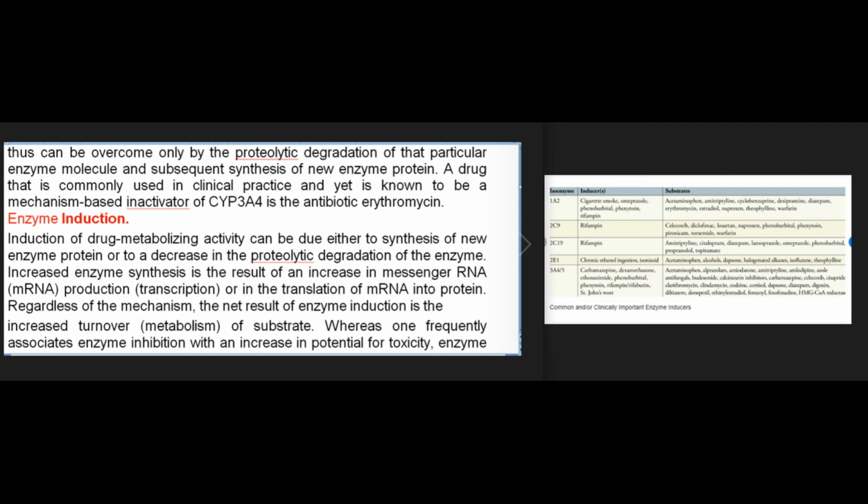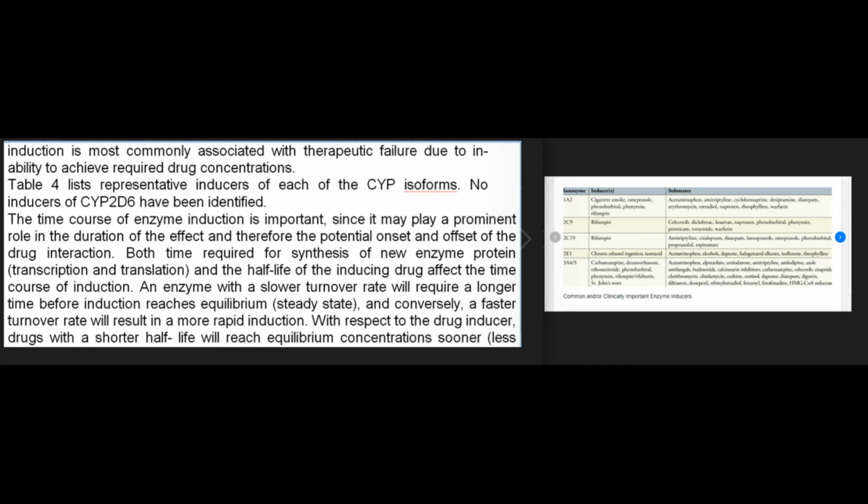Whereas one frequently associates enzyme inhibition with an increase in potential for toxicity, enzyme induction is most commonly associated with therapeutic failure due to inability to achieve required drug concentrations. Table 4 lists representative inducers of each of the CYP isoforms. No inducers of CYP2D6 have been identified. The time course of enzyme induction is important, since it may play a prominent role in the duration of the effect and therefore the potential onset and offset of the drug interaction.